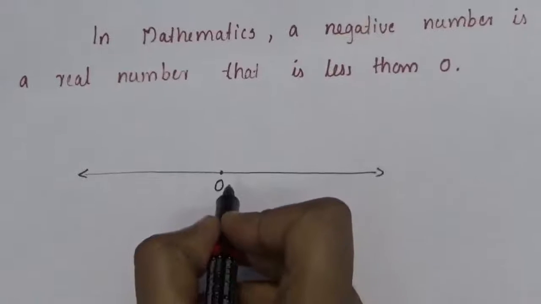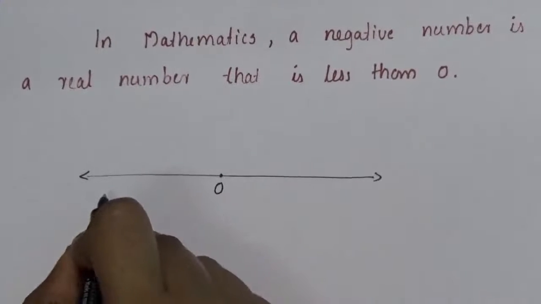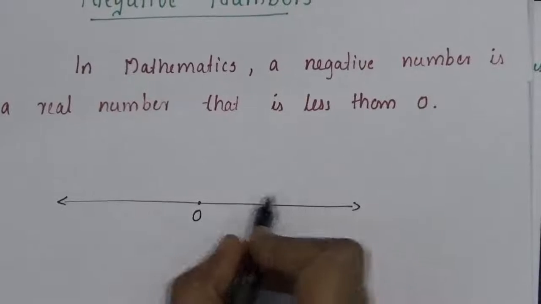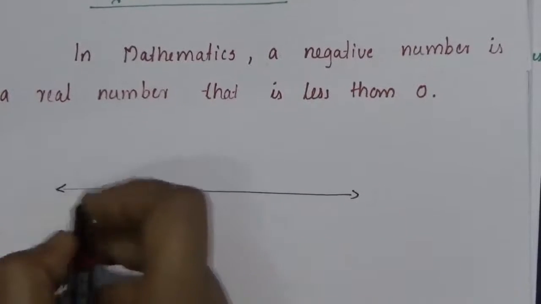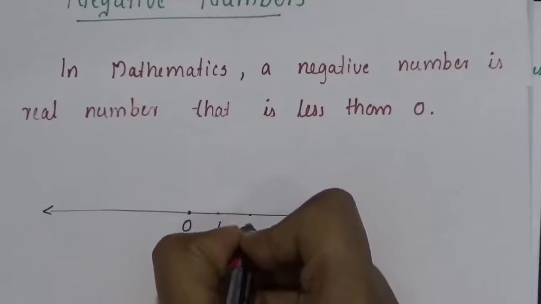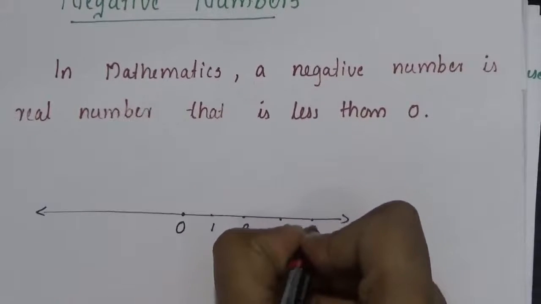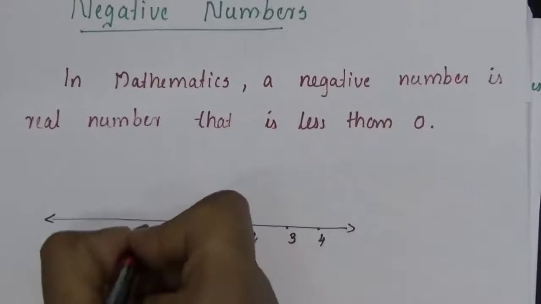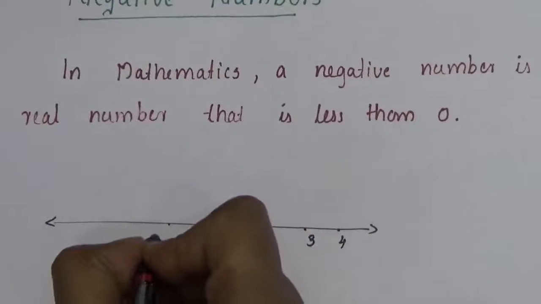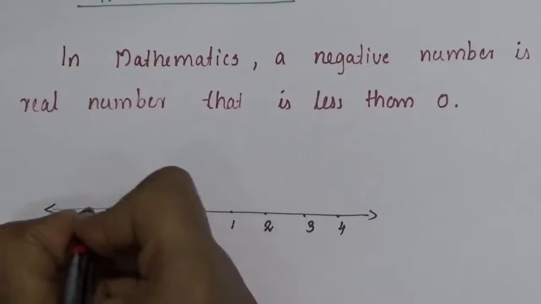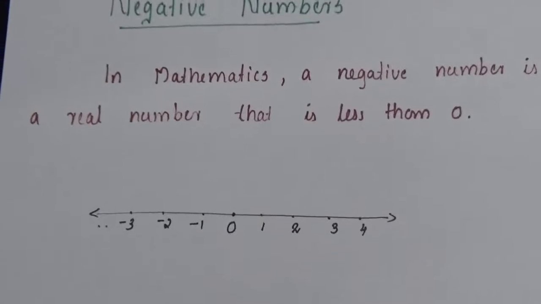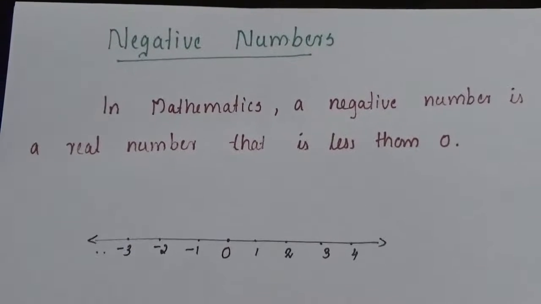Okay, so negative numbers represent opposites. That means if a positive number represents a movement to the right, negative represents a movement to the left. So here, to the right of 0 we put the positive numbers 1, 2, 3, 4, etc. The negative numbers we are writing to the left of 0. So that is -1, -2, -3, etc. are the negative numbers.